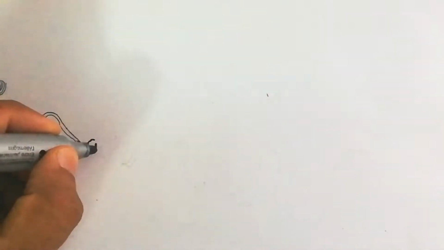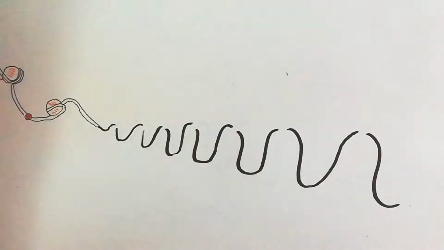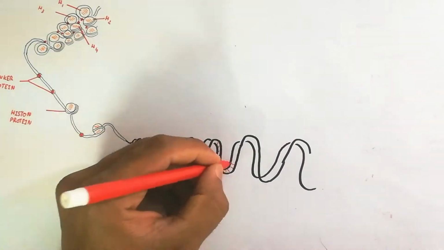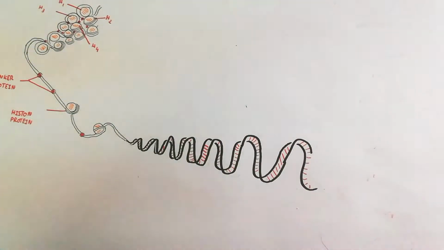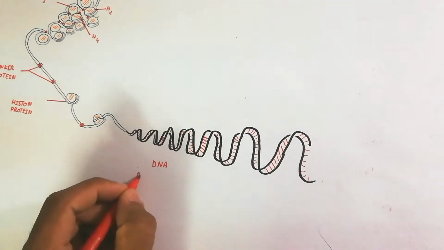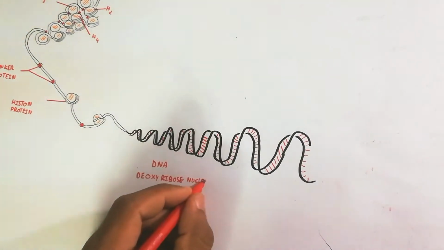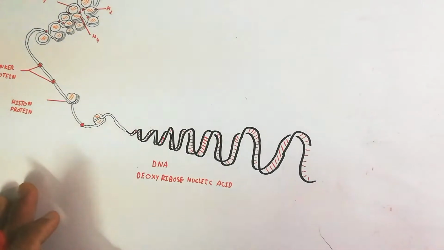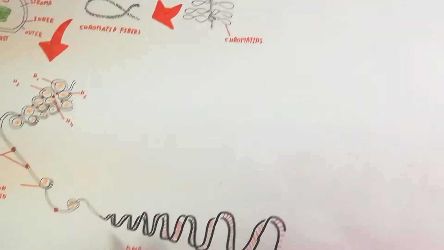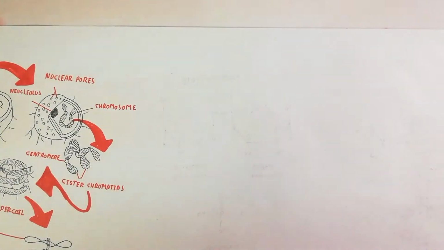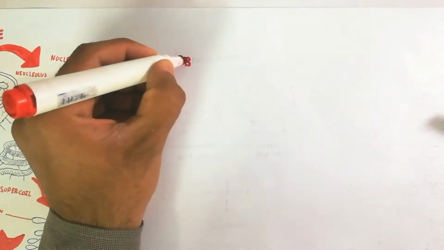Here we will draw a magnification of the DNA. That is the helical structure of the DNA, which is helical due to hydrogen bonding. Here the DNA contains a backbone of double-stranded DNA, meaning deoxyribonucleic acid. First of all we will understand the meaning of DNA.